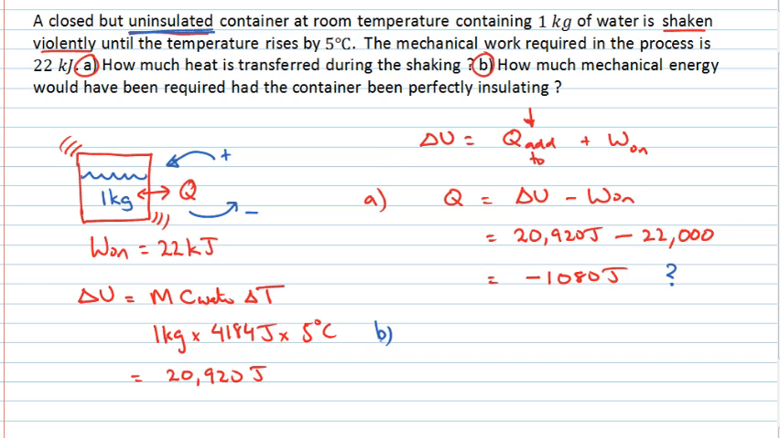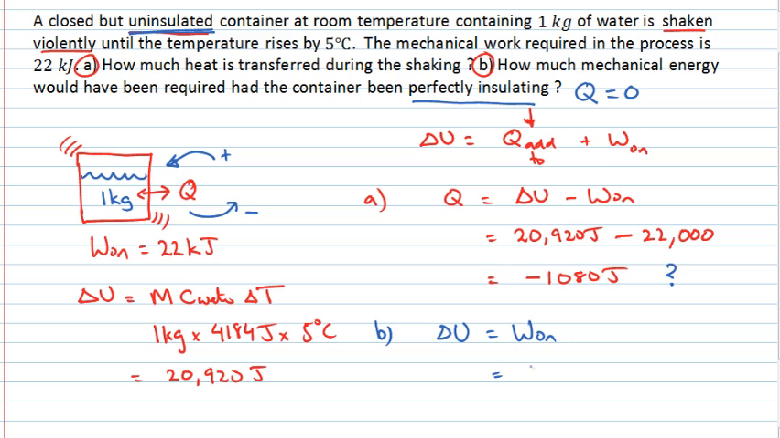Part B is to ask how much mechanical energy would be required if the container had been perfectly insulating. So to have a perfectly insulating container, that tells me that I can neither add heat to my container or take away heat, lose heat from my container. So Q must be zero. Therefore, my change in internal energy would have to be equal to the work which is done on my water.